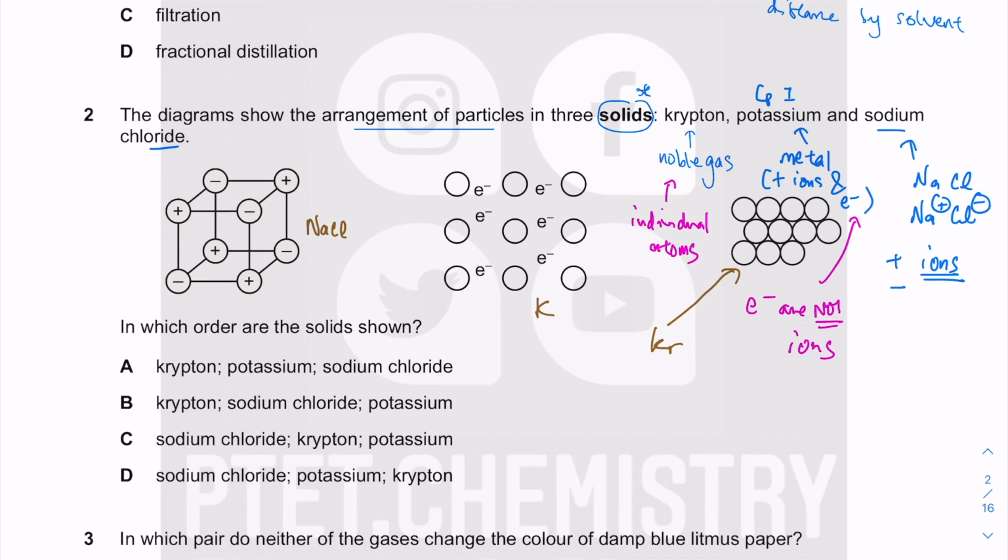In which order are the solids shown? So from left to right, we have sodium chloride, and then we have potassium, and then we have krypton. So this is giant ionic structure, this is giant metallic structure, this is simple molecular structure, even though they're existing as an atom, but some textbooks or some exams sometimes will give you the option of simple monoatomic structure, which is also equally acceptable.